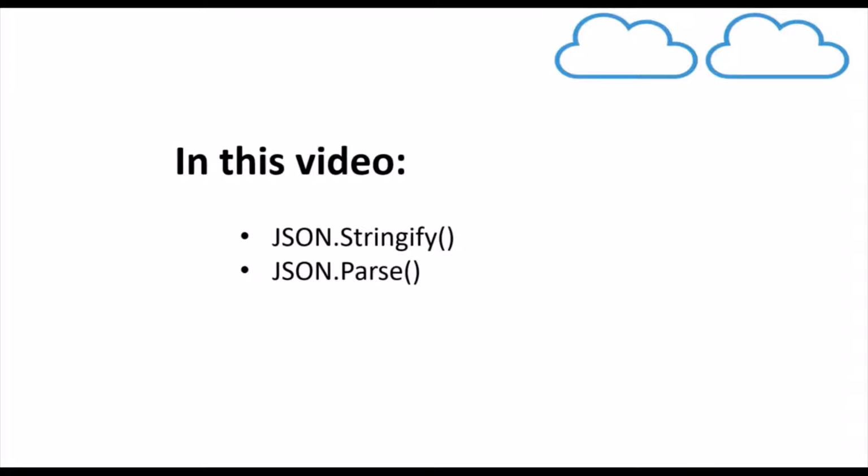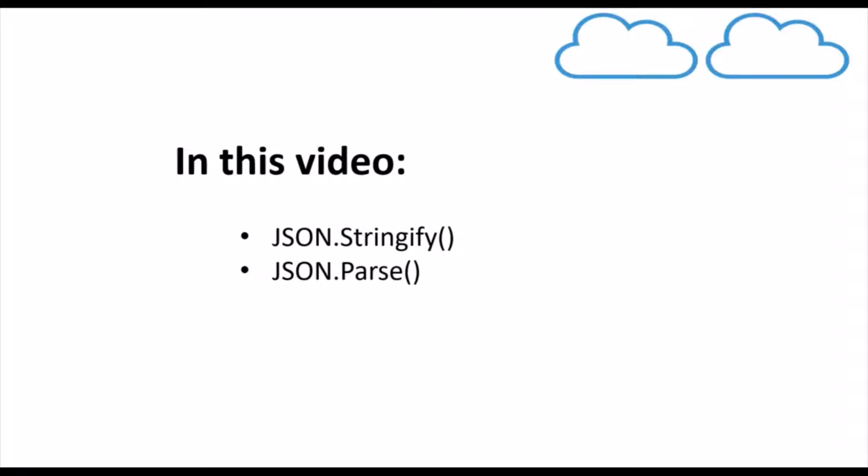Now when we are working with JavaScript, in scenarios where we need to pass data to a server, let's say a JavaScript object, we need to pass it to the server. So what we usually do is convert it into a string and then pass it on to the server. And for that operation we need to use JSON.stringify.